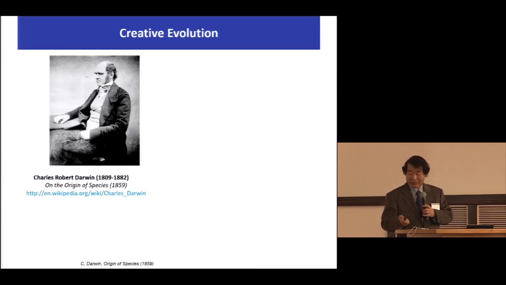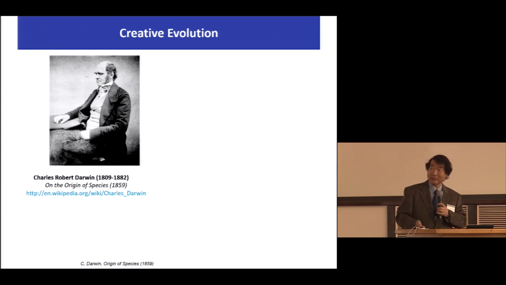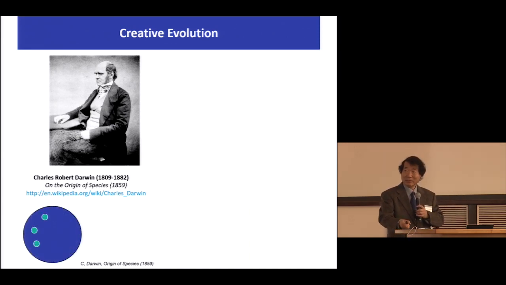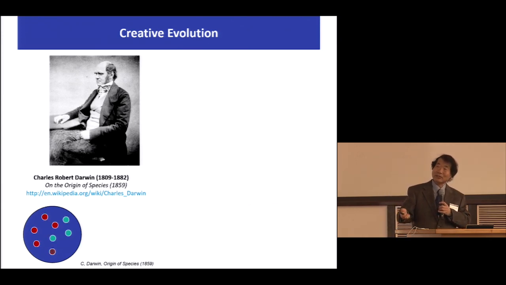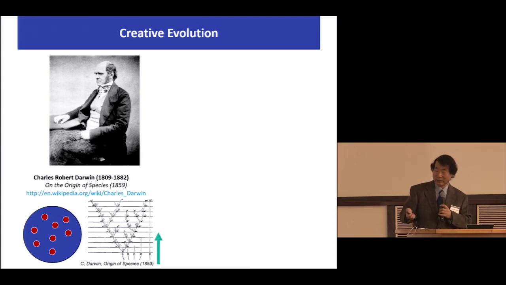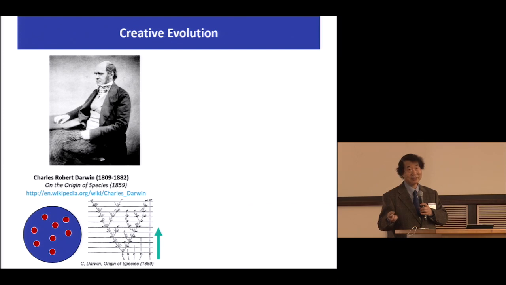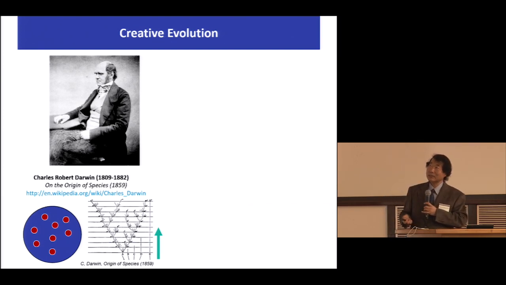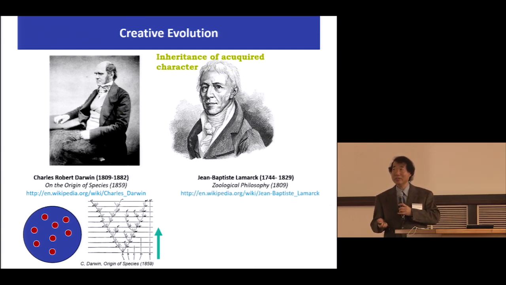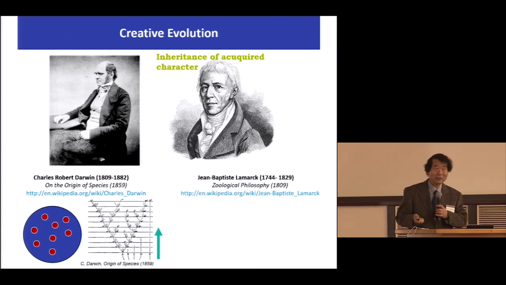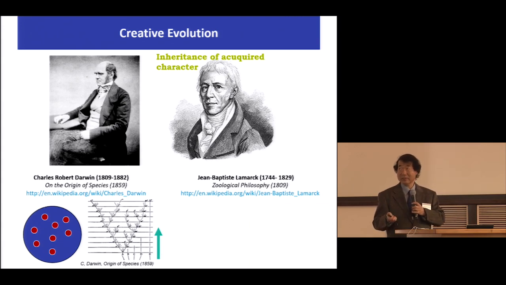Actually, in Darwin's theory, evolution can occur continuously or gradually, as can be shown by this gradual branching pattern. There is another evolutionist named Lamarck. He considered and believed in the existence of inheritance of acquired characters.